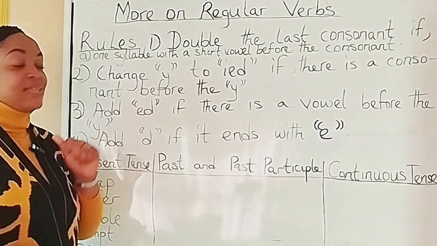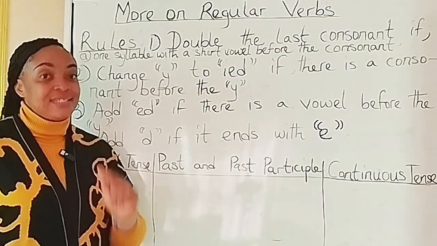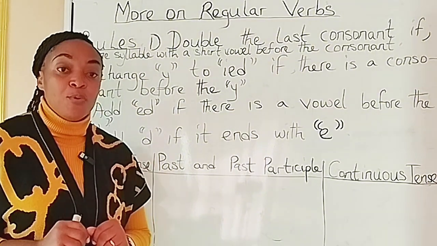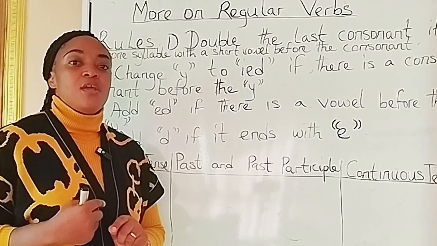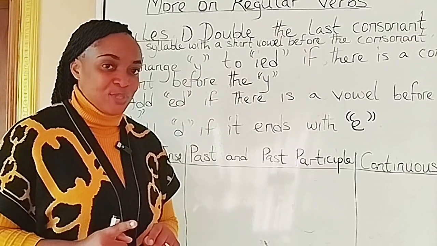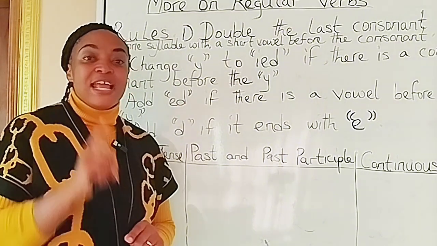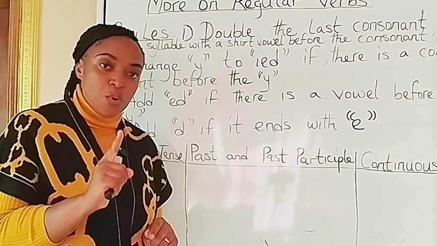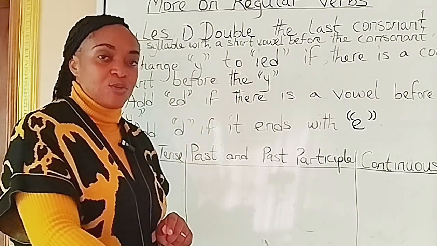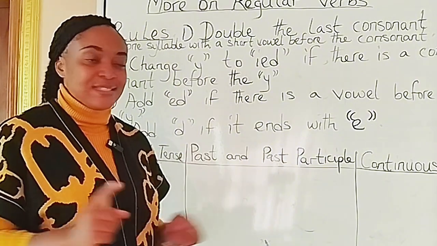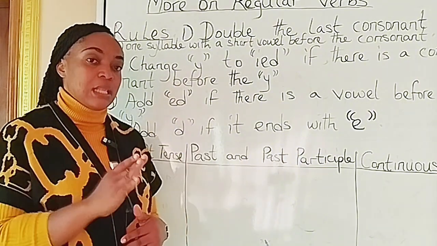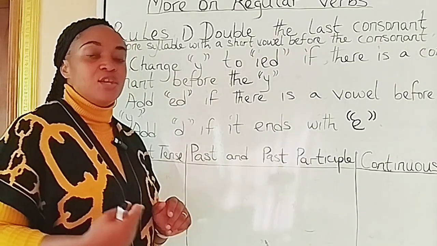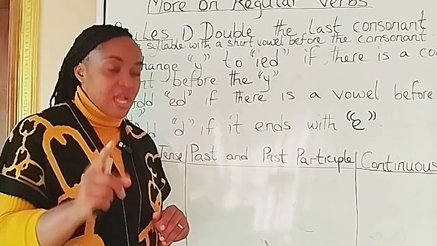Okay, number one rule states that you double the last consonant. But I'm going to tell you two ways to double the consonant. There are conditions before you can double the last consonant. You double the last consonant if the verb is one syllable and has a short vowel before the consonant. For example, slap, slapped. It is a one syllable verb, slap, and before you add your ed, you double the p. Is that taken? I know it's taken.